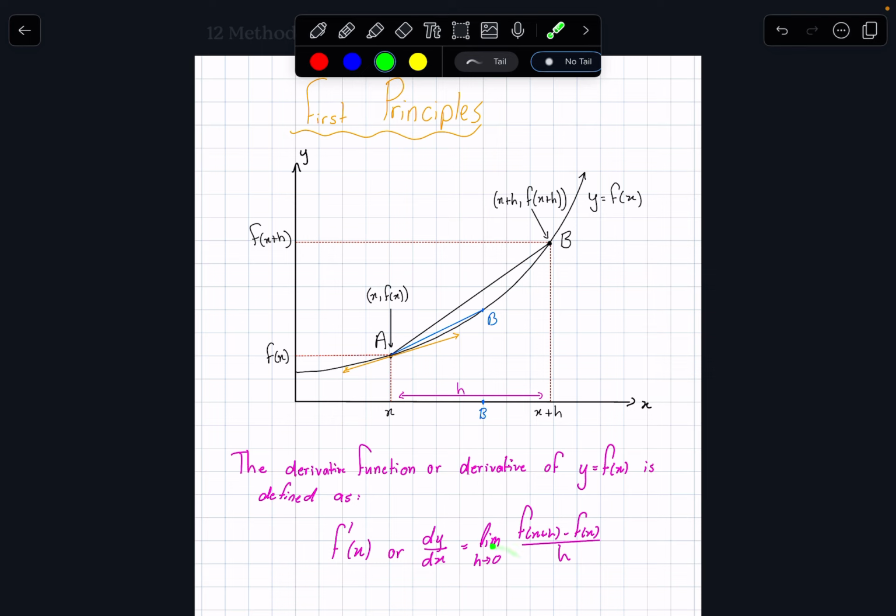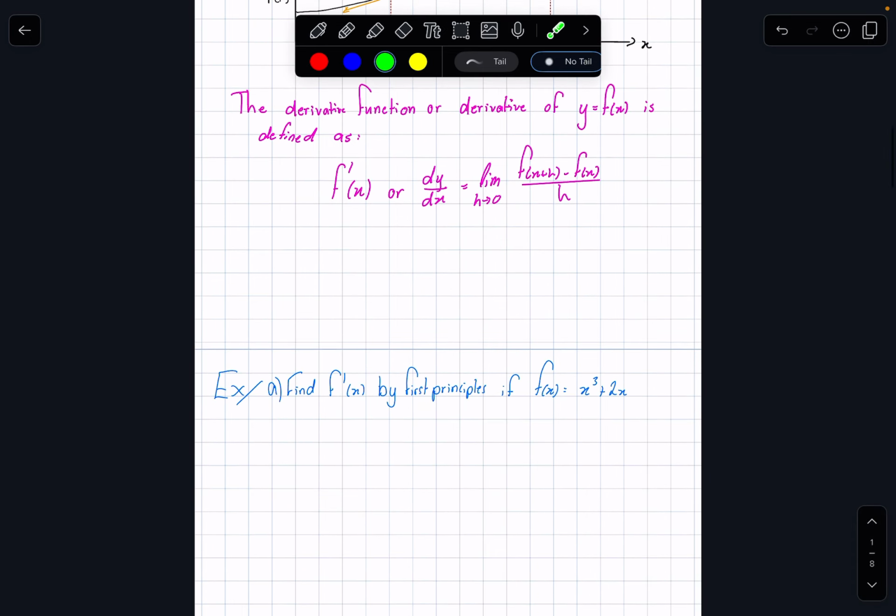Now, at face value, if we applied this limit, we'd get a 0 in the denominator, which we cannot do. So what we need to do is a bit of algebraic rearranging or expansion or factorization in the top that will allow us to cancel out this h. And that takes many different forms, and we'll go through 3 different examples today.